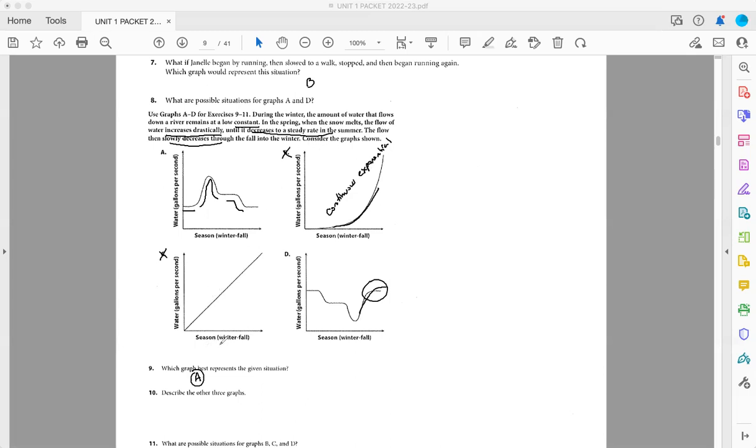What's happening here from winter to fall as the seasons change? What's happening to the numbers of gallons per second? It's increasing at a constant rate. This is a constant rate. So this is increase at a constant rate.